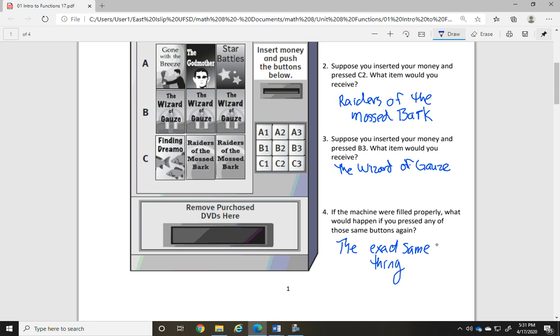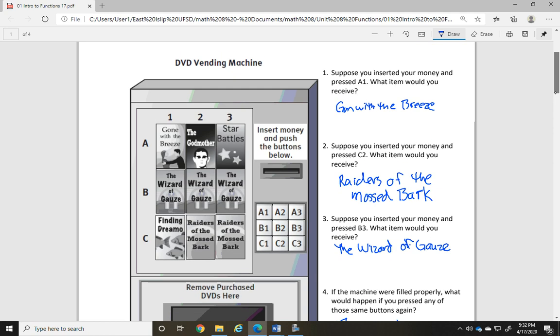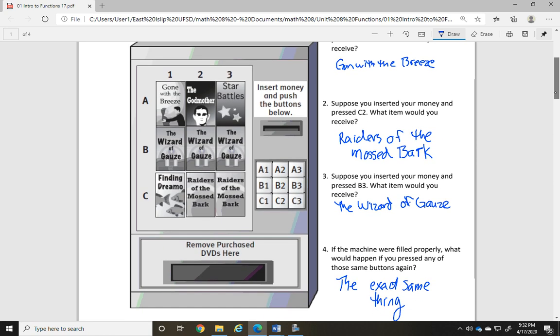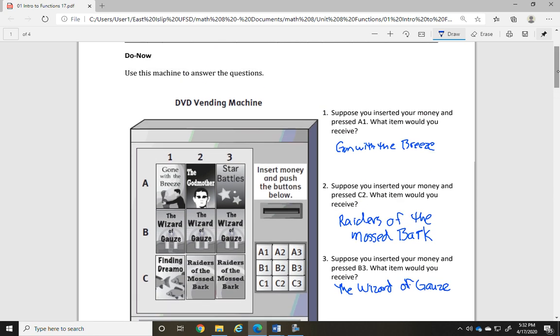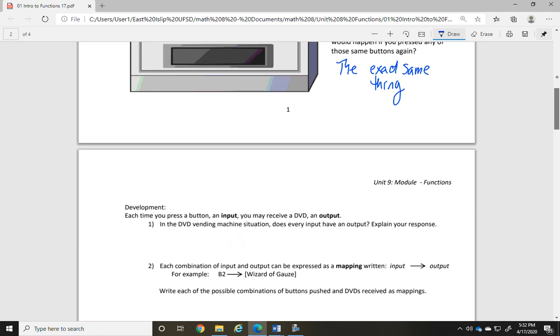So believe it or not, if you understand how a correctly working vending machine works, then you actually understand how a function works. With a function, there is an input. In this case, it would be pressing the button. And when you do the input, then you have an output. The output with the vending machine is dispensing the DVD. So each time you press a button, which is your input, you receive a DVD, which is your output.